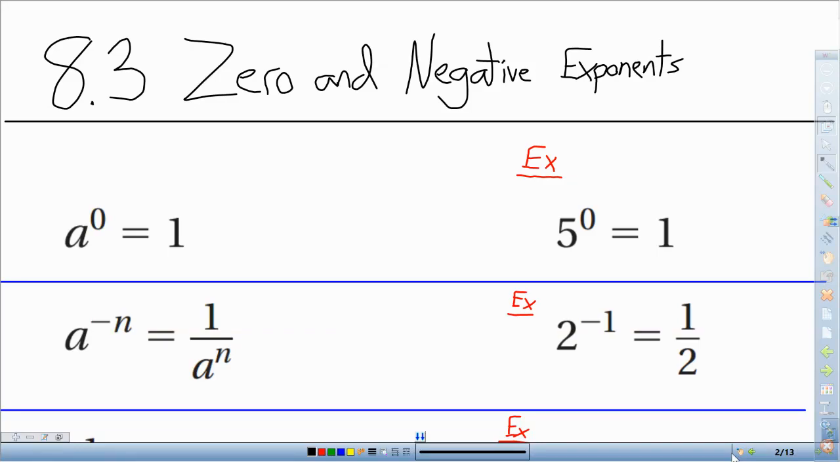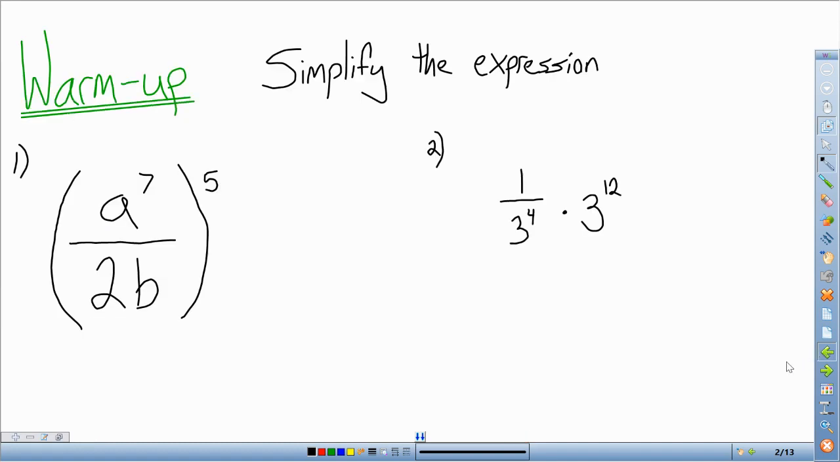Hey everyone. So we're looking at 8.3 today, zero and negative exponents. Real quick though, before we get into this, I'm gonna have you guys try a warm up dealing with the other exponent rules that we've learned, and then we'll get into our new stuff today. So go ahead, copy this warm up and try out these two examples here.